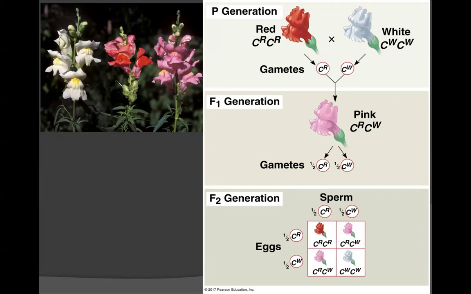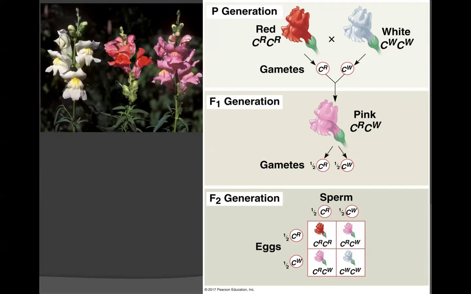Once again, with two heterozygous individuals, we would have eggs being produced from one, half of which would have CR and the other half CW, and similarly, the other parent producing the sperm would also have similar gametes, half of them being CR and half being CW.